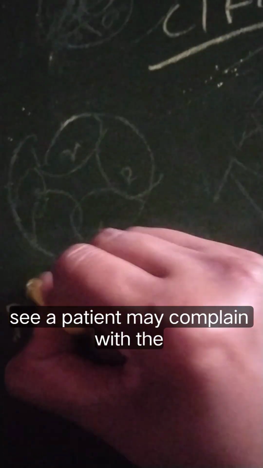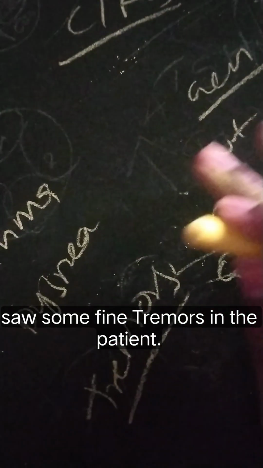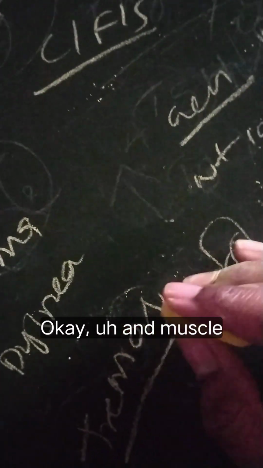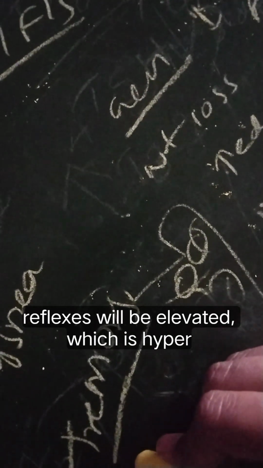Coming to the respiratory system, the patient may present with asthma and dyspnea on exertion, along with the angina and chest pain on exertion we discussed. Hematologically, there may be normochromic normocytic anemia. In the nervous system, the patient complains of tremors; we saw fine tremors in the patient before. And muscle weakness, periodic paralysis. Deep tendon reflexes will be elevated, which is hyperreflexia.